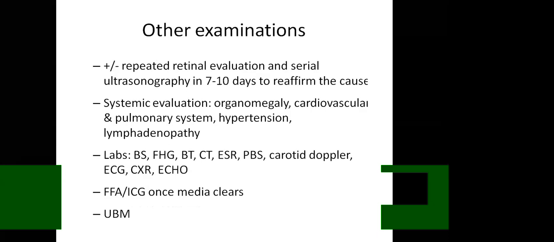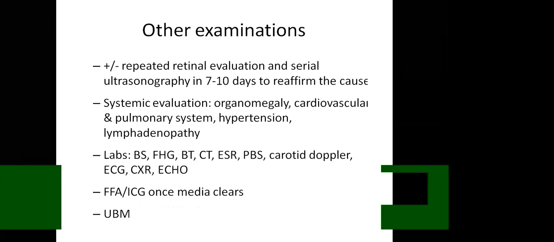So other examinations that you may do, you may want to repeat the retinal evaluation after a couple of days. You may also want to do serial ultrasonography if you're not so sure of the cause and it's not something very urgent. You want to do a systemic evaluation if you're having difficulty establishing the cause of the vitreous hemorrhage.